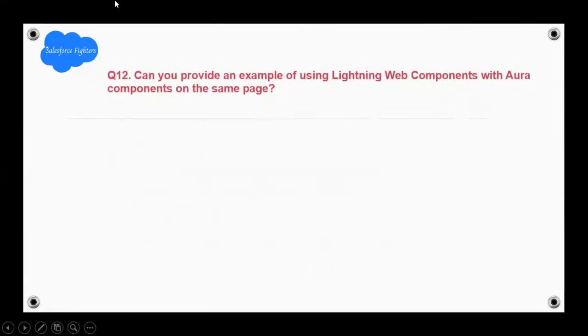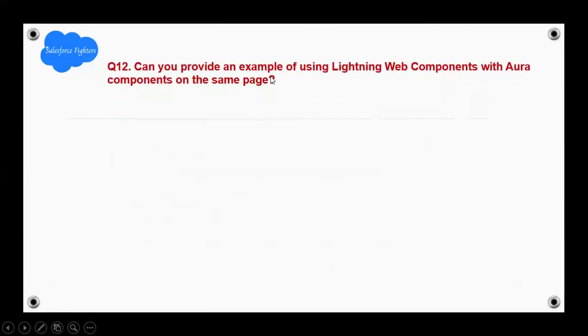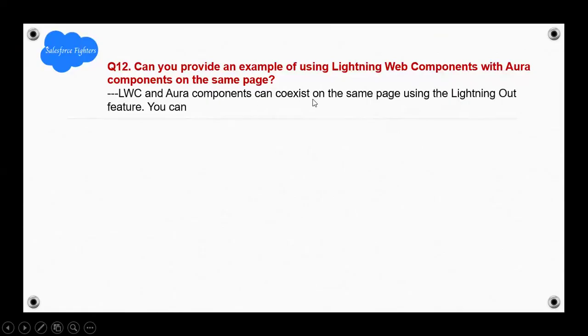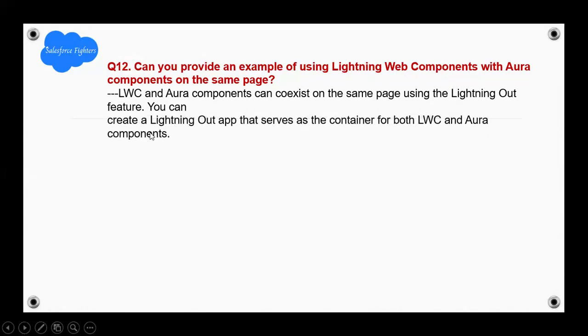Next question. Can you provide an example of using Lightning Web Components with Aura components on the same page? LWC and Aura components can coexist on the same page using the Lightning Out feature. You can create a Lightning Out app that serves as the container for both LWC and Aura components. Examples.